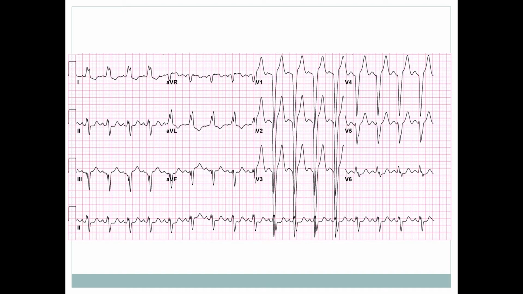So this is an example of a left bundle branch block. As you can see, there's that deep S wave in V1, and then in V6 you see a little R wave there. And if you look at how wide the QRS complexes are, you can see that they are greater than 3 little boxes.